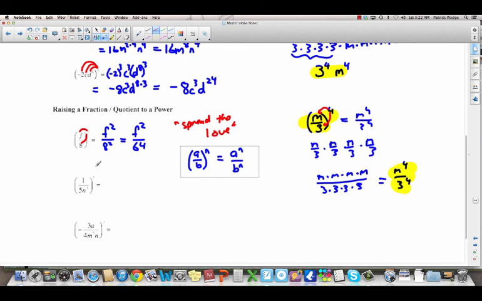Next one, we've got to spread the love 3 times. This 3 is going to spread to the 1, the 5, and the n cubed. So we get 1 to the 3rd power over 5 to the 3rd power, and then we need an n cubed to the 3rd power. What's 1 cubed? That's 1 times 1 times 1, which is 1. What's 5 cubed? 5 times 5 is 25, times another 5 is 125.